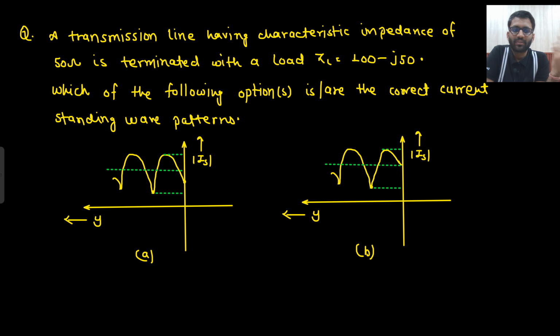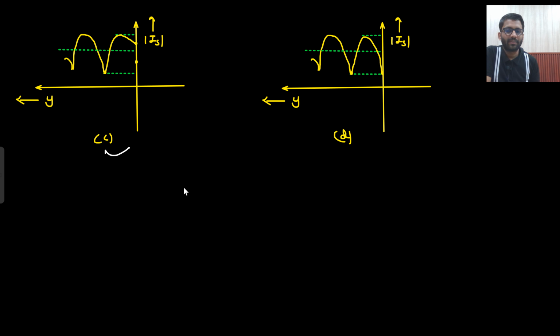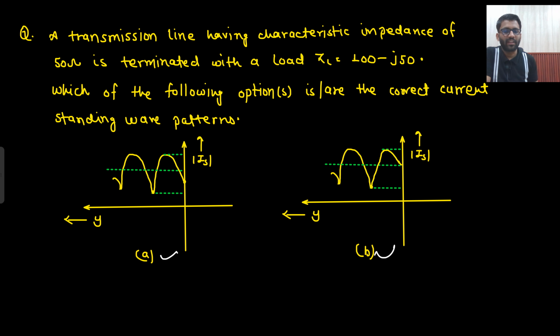Those who do not study the Smith chart will say, sir, since the load is capacitive, current maxima will occur first. Here also current maxima is occurring first, here also, and here also. Here minima is occurring first, so this is wrong. So all three options A, B, C are correct? That answer is wrong.